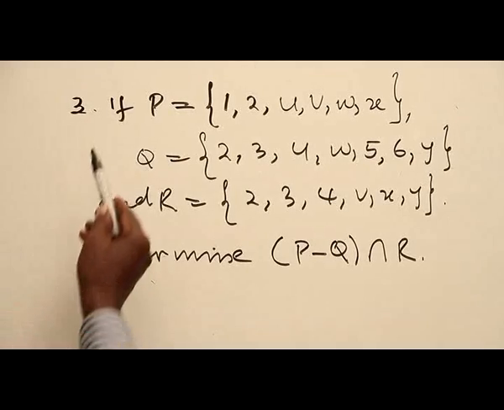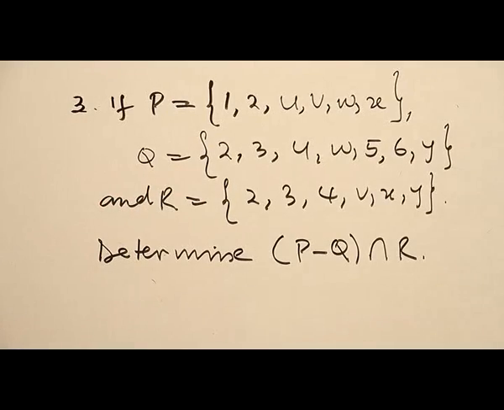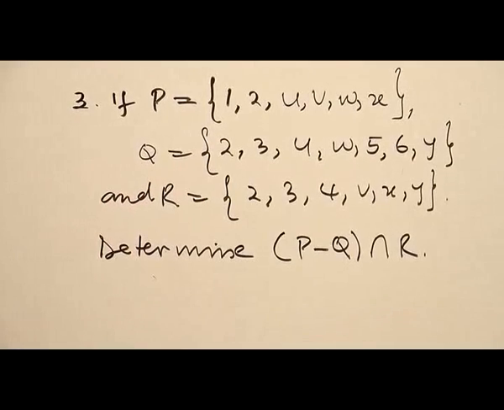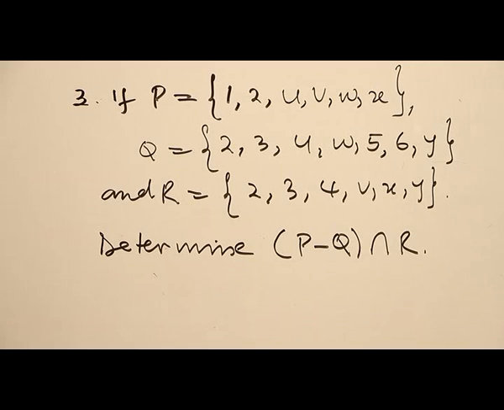Example number 3. If P is equal to the set 1, 2, U, V, W, X, and Q is equal to 2, 3, U, W, 5, 6, Y, and R equal to 2, 3, 4, B, X, Y.